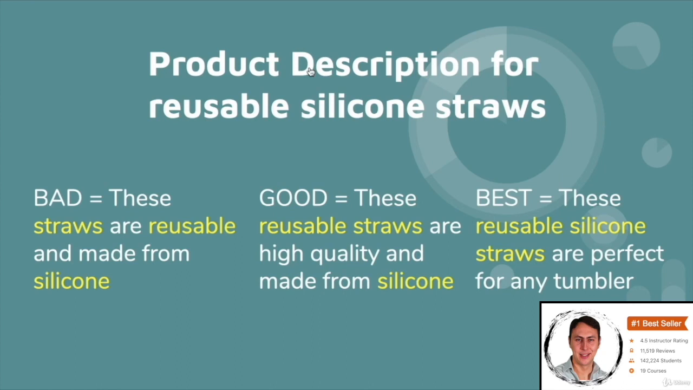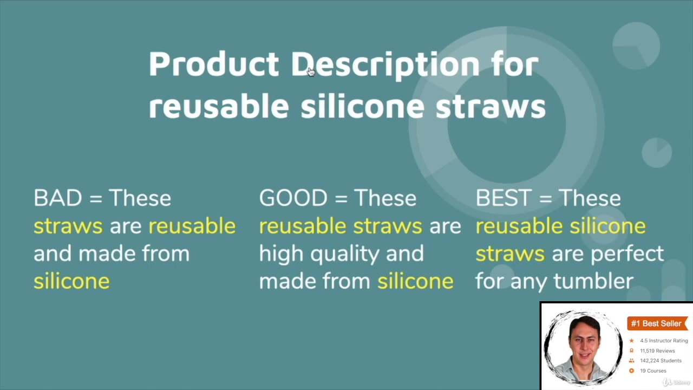For example, this is a bad statement. These straws are reusable and made from silicone. As you can see, there are different keywords between them, and their order is not reusable silicone straws. You cannot come to first line with the keyword reusable silicone straws, as there are other keywords in between. There is a better example than this. Here, these reusable straws are high quality and made from silicone is written. Unlike the first one, we used the keywords reusable straws together, but the silicone remained below. It will be easy to rank with the keyword reusable straws, but in order to rank in the keyword reusable silicone straws, the rightmost description must be used.